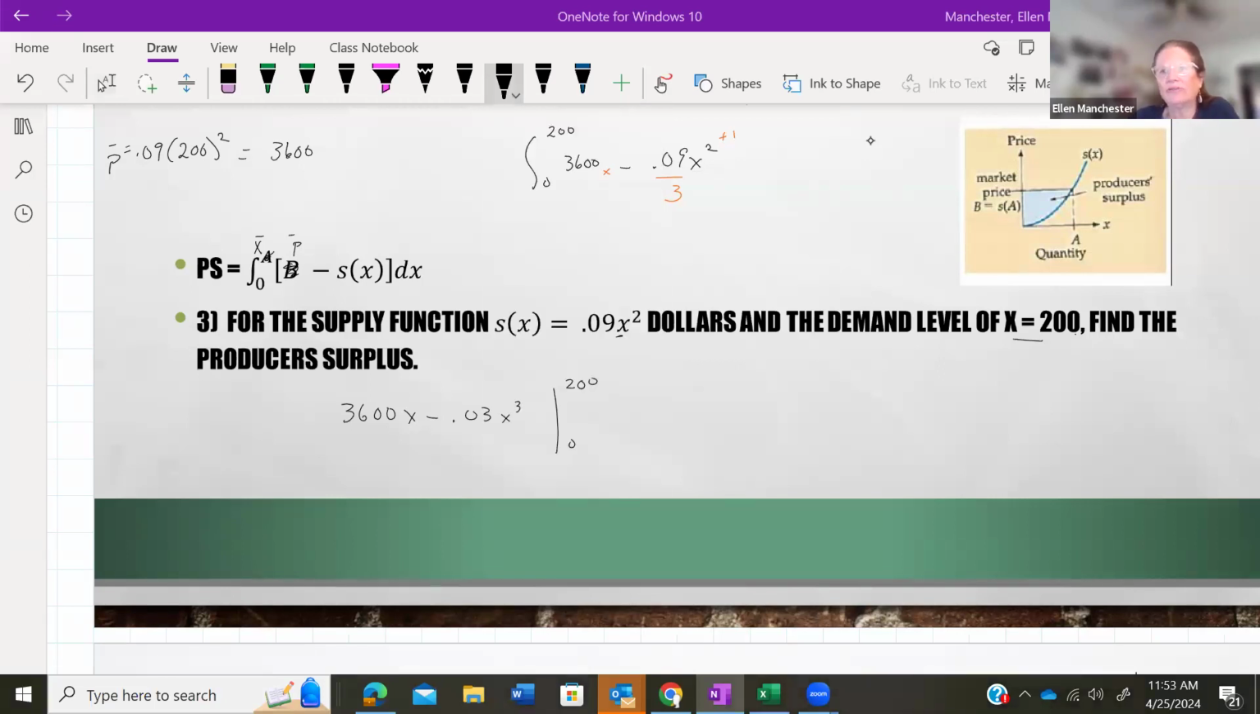Good. Okay, so 480,000, let's make sure. So we have 3,600 times 200 minus 0.03 times 200 cubed. So this was 72 with 4 zeros, so 720,000. And 200 cubed times 0.03 is 240. So that is 480,000. Very good.